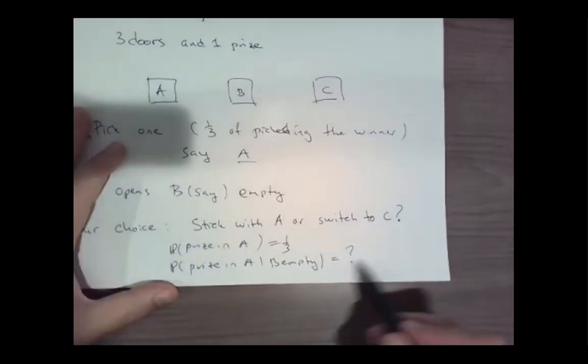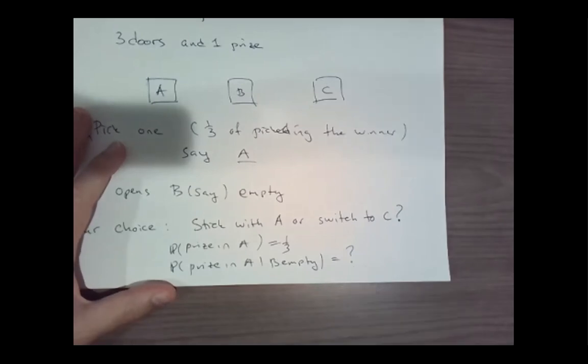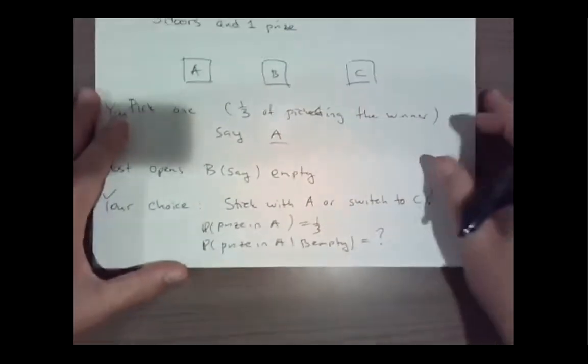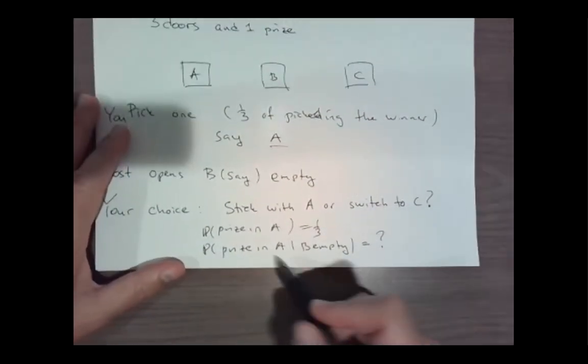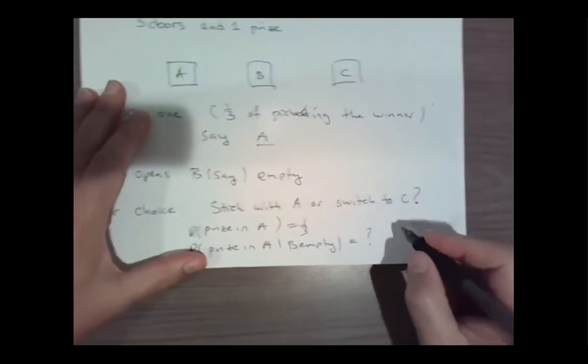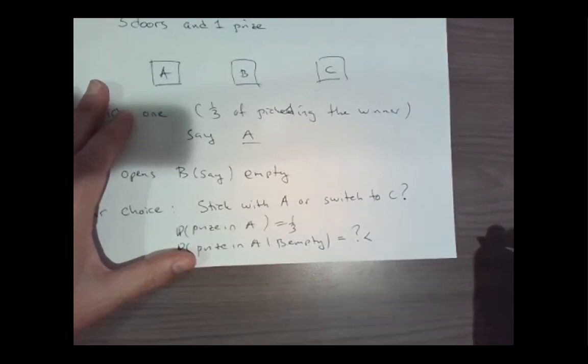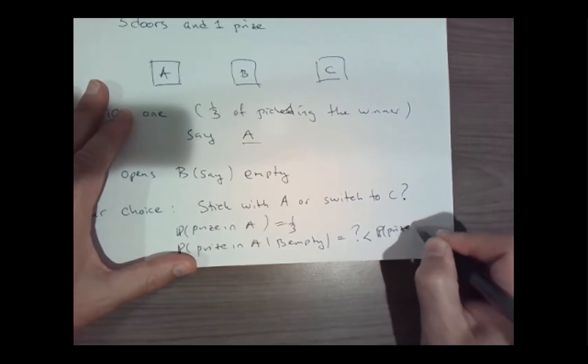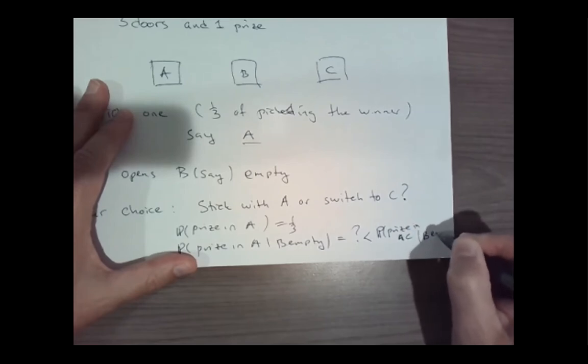So if you want to figure out what this is, and I see 3 switches. Okay, so if there are 3 switches, presumably this one here is going to be less than the probability that the prize is in C, given that B is empty.